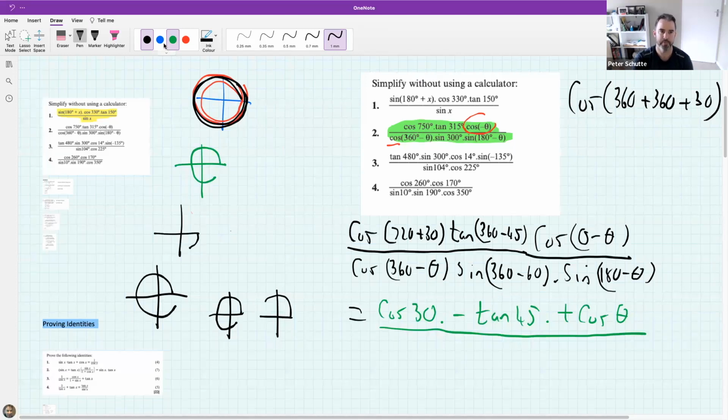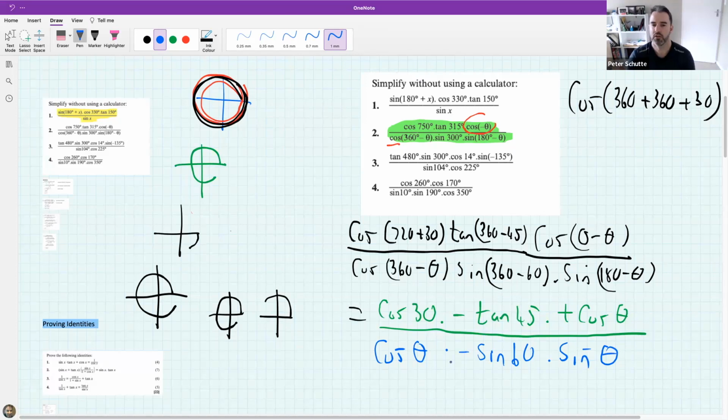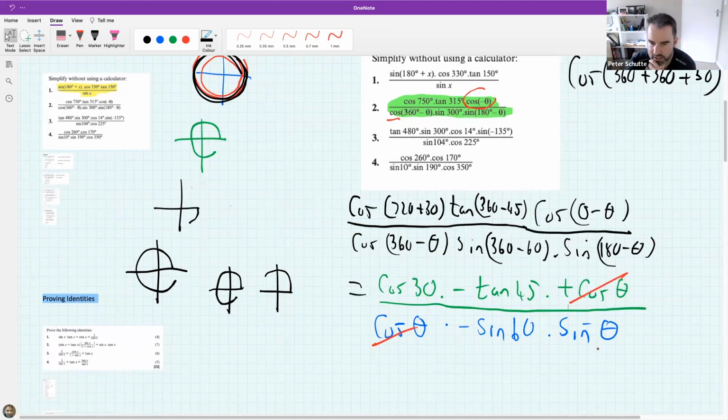So I'm going to get cos theta, and here I'm going to get minus sine 60, and here I'm going to get sine of theta. So now I want to see what is in common to both the top and the bottom. And I can definitely notice that there are 2 cosines, so those are going to cancel out. Now, I've got a bit more tricky things to deal with.